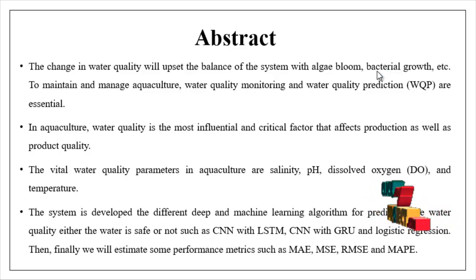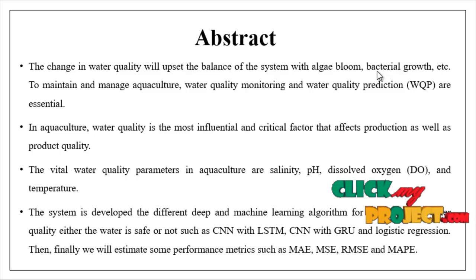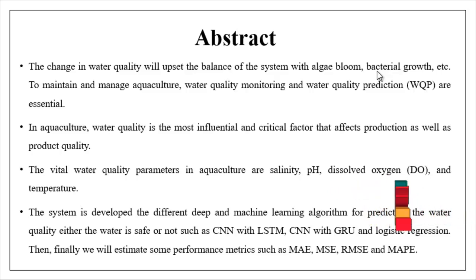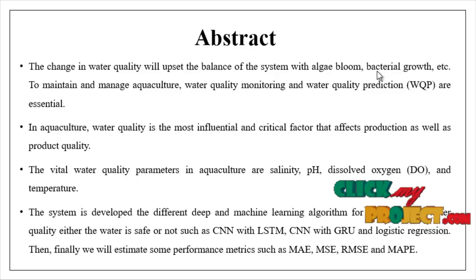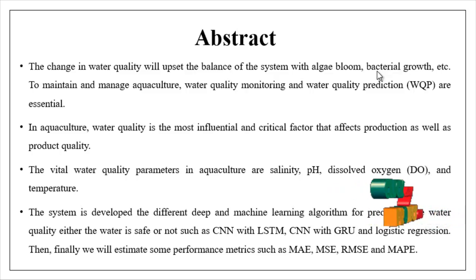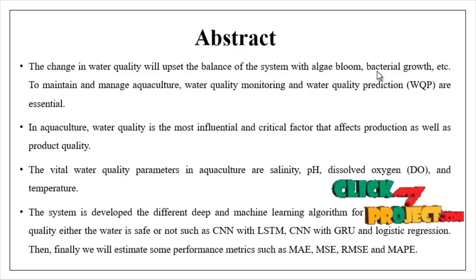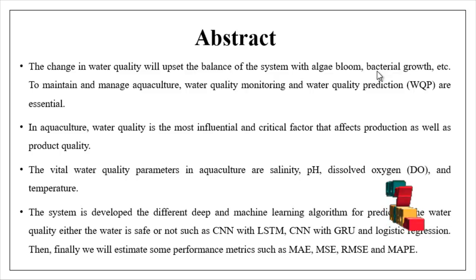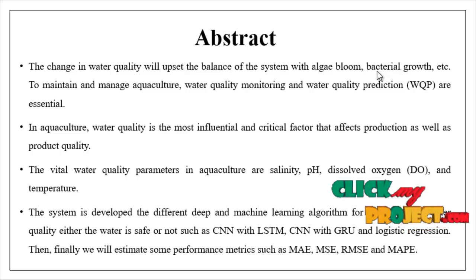The system is developed with different machine learning and deep learning algorithms for predicting the quality of the water, whether the water is safe or not. We use the combination of CNN and LSTM, the combination of CNN and GRU, and finally logistic regression. So these are the algorithms. We can compare all these algorithms based on performance metrics such as mean absolute error, mean squared error, root mean square error, and mean absolute percentage error. So this is the abstract of our project.